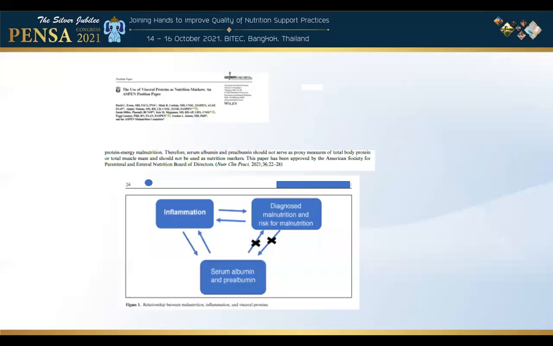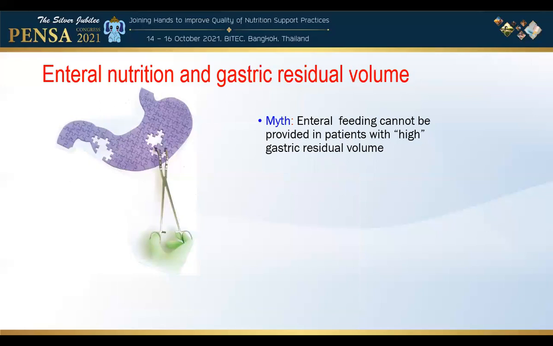To the point that recently a paper was published by ASPEN, the American Society for Parenteral and Enteral Nutrition, a position paper indicating that serum albumin and prealbumin should not be used as proxy measures of total body protein or total body mass, should not be used as nutrition markers. And a nice diagram shows that it is true that inflammation affects albumin and prealbumin level, but it is not for making a diagnosis of malnutrition. And therefore, I would strongly urge the audience to stop using this to diagnose malnutrition.